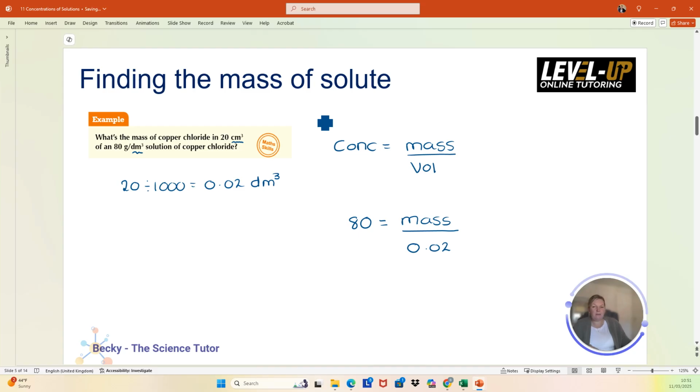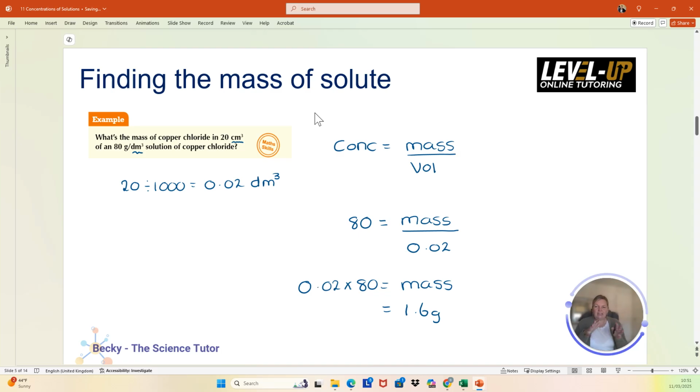So to find the mass, I'm going to have to do a slight rearrangement. If I times both sides by 0.02, that will enable me to find the mass. Therefore, if we pop that into our calculators, we should find that we need 1.6 grams of copper chloride to give us a concentration of 80 grams per decimeter cubed.